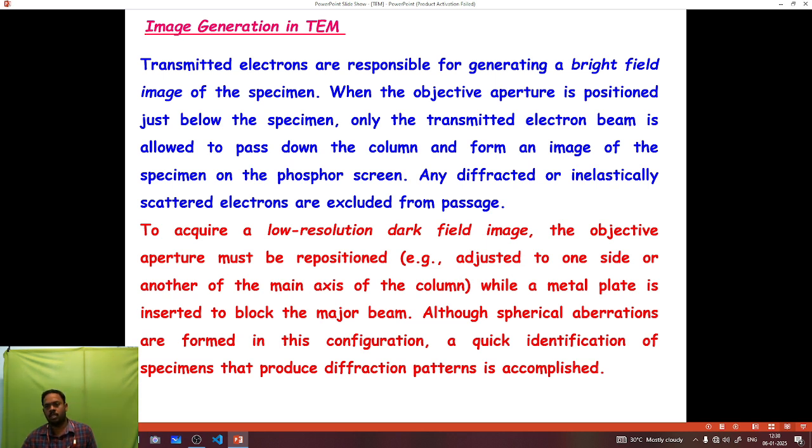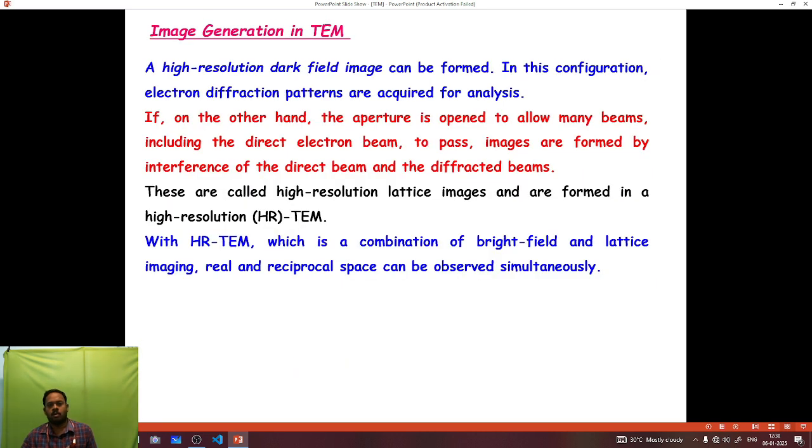Further we need to adjust or tilt the objective aperture. We have to do the repositioning of the objective aperture so that we can get the extra information, that is the crystallinity of the sample. And we can get the high resolution dark field image from the transmission electron microscopy analysis. In this configuration, electron diffraction patterns can be obtained.